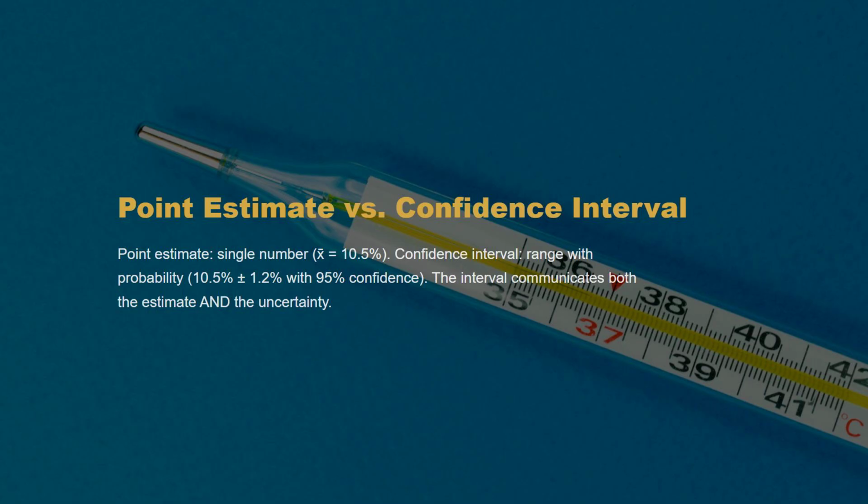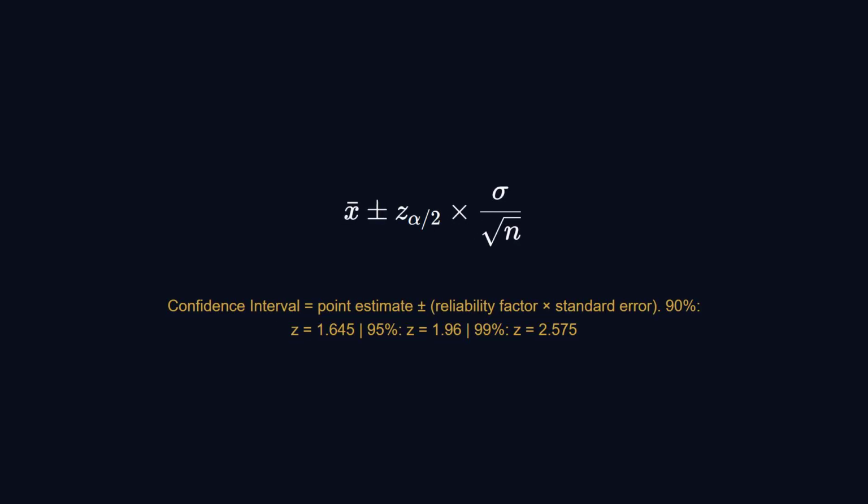A point estimate is like saying the temperature tomorrow will be 72 degrees. A confidence interval is like saying there is a 95% chance the temperature will be between 68 and 76 degrees. The interval is more useful because it communicates both the estimate and the uncertainty. The confidence interval formula is x bar plus or minus the reliability factor times the standard error. Let me explain each piece.